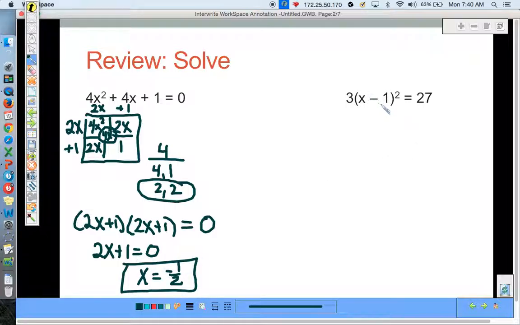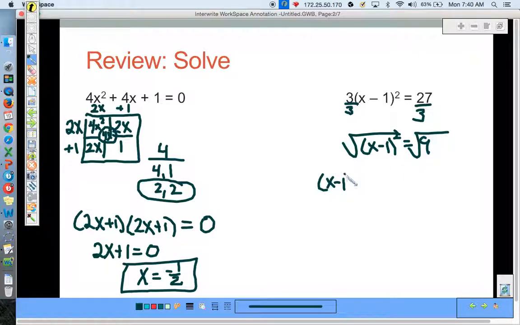We also looked at how to solve by taking the square roots as well. So this one here, we want to get the squared by itself, so divide by 3. So we have x minus 1 squared equals 9. And then we can take the square root of each. So we have x minus 1 equals positive 3, equals negative 3. Oops, I could have taken off that parenthesis there. So solving these, we end up with x equals 4 and x equals negative 2.